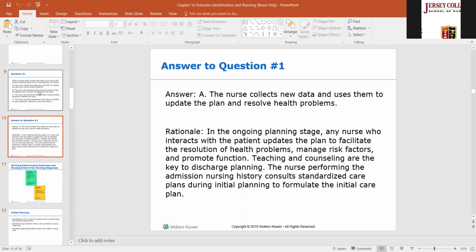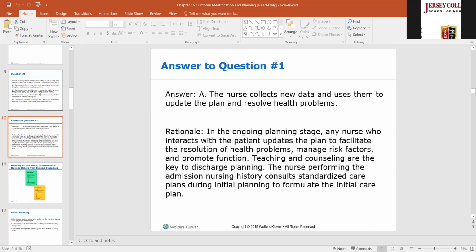Just looking up one thing real quick in your book. So if you go to page 389 in your book, as soon as I can find it. All right, the initial planning is going to be performed by the nurse with the admission nursing history and the physical assessment.